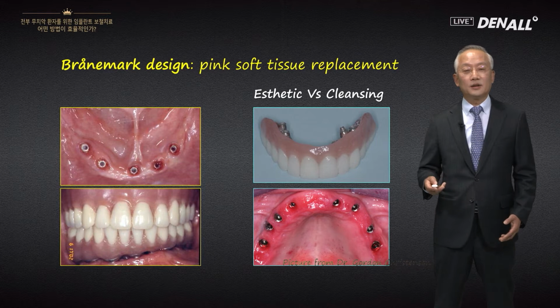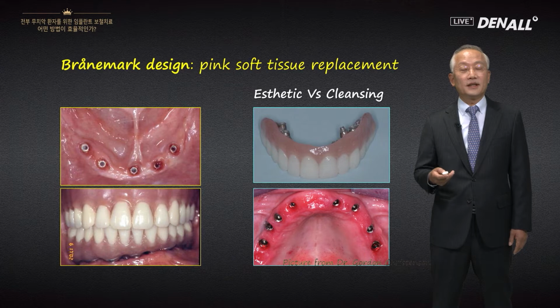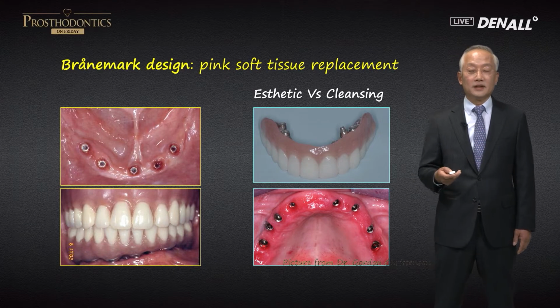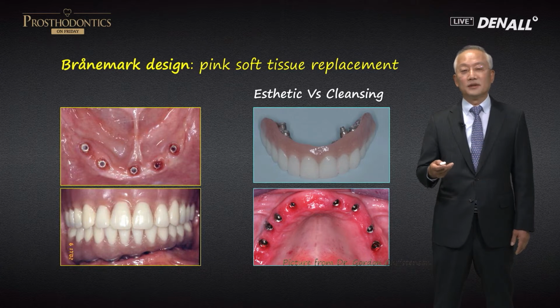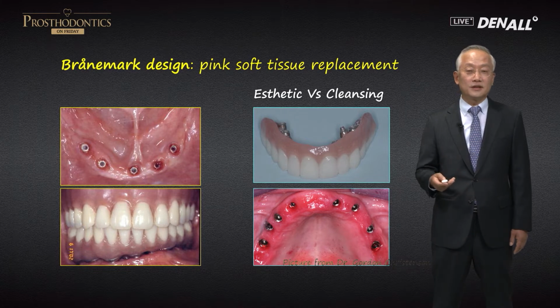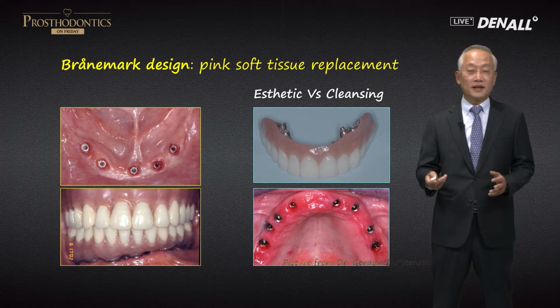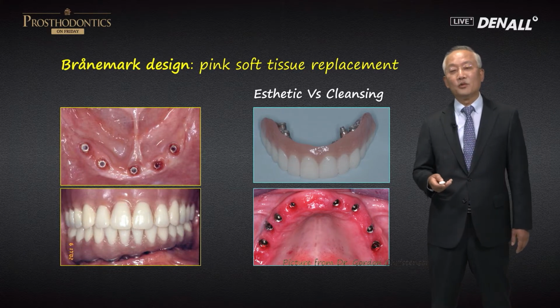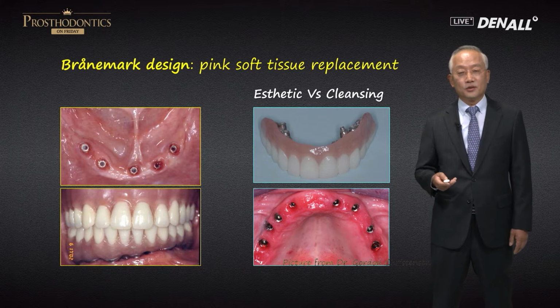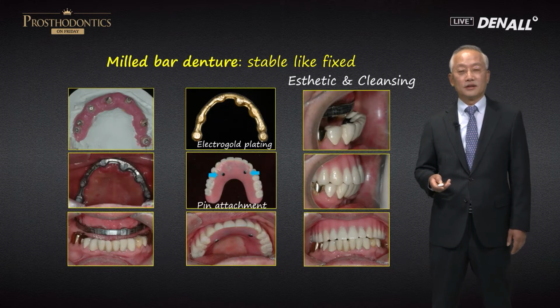We have to restore the resorbed alveolar bone, so pink soft tissue needs to be restored in one way or other, be it resin or porcelain. This is necessary to get aesthetic result. Aesthetic and cleansing. There are colliding concepts here, so there are difficulties. When we do this kind of design, especially in the maxilla, there are many difficulties associated with cleansing.